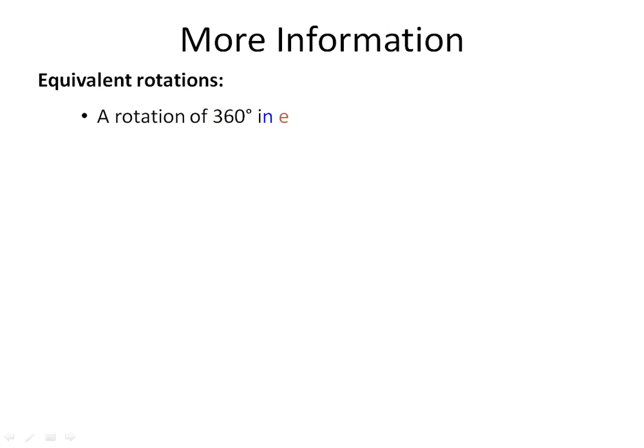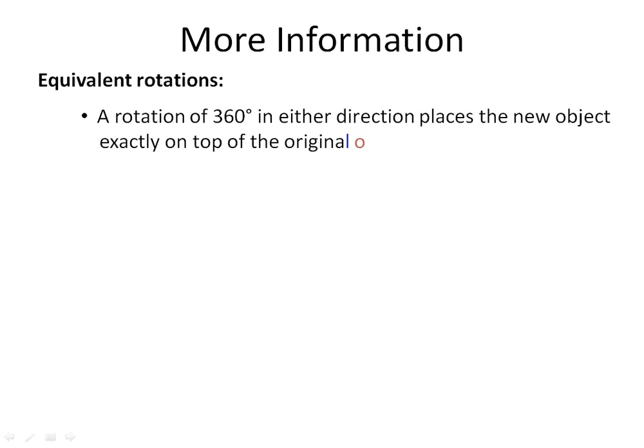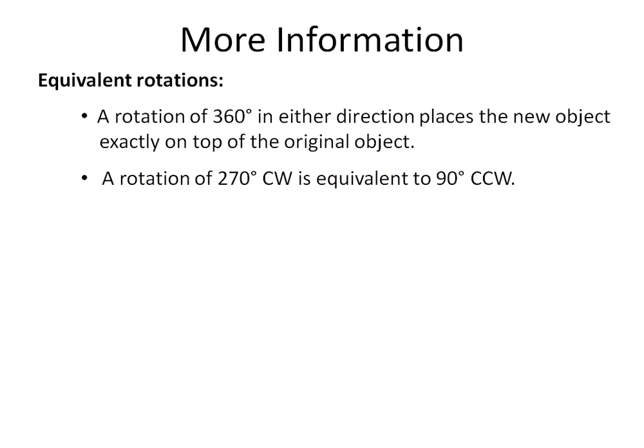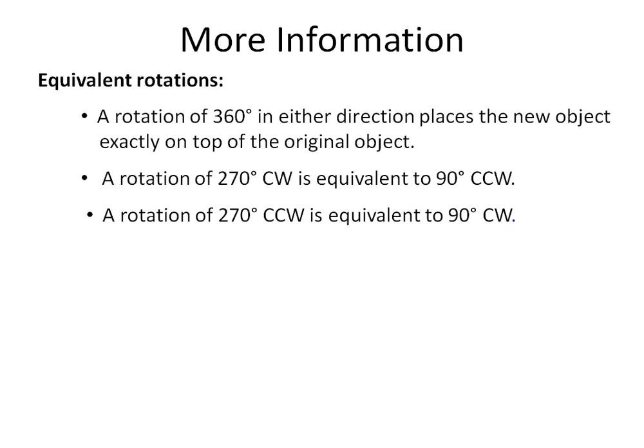Equivalent rotations. This is something you need to know. A rotation of 360 degrees in either direction places the new object exactly on top of the original object. A rotation of 270 degrees clockwise is equivalent to 90 degrees counterclockwise, and you get this by subtracting the 270 from 360. So anytime they give you any kind of rotation, if it's not convenient for what you want to do, you can switch it to the other. A rotation of 270 degrees counterclockwise is equivalent to 90 degrees clockwise.